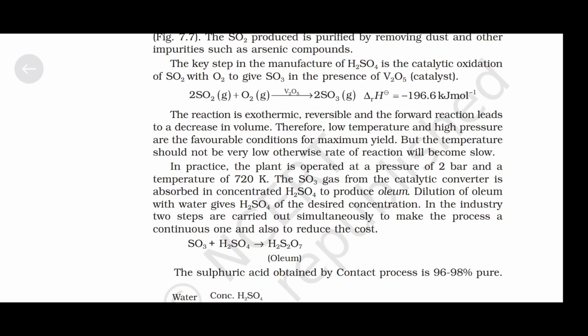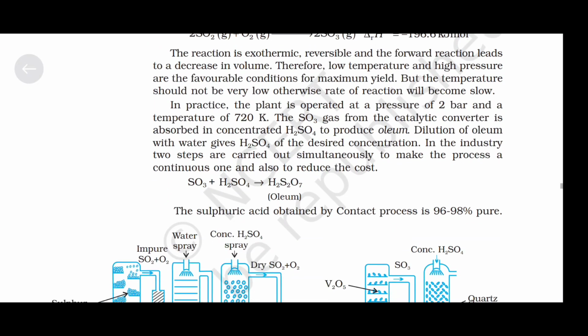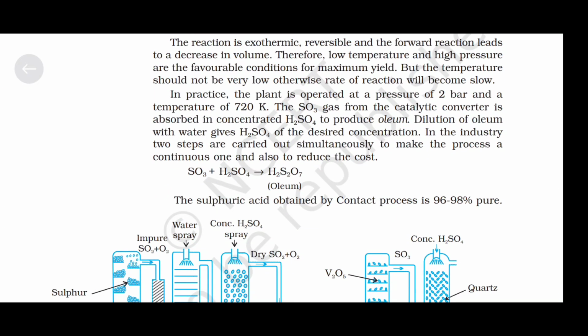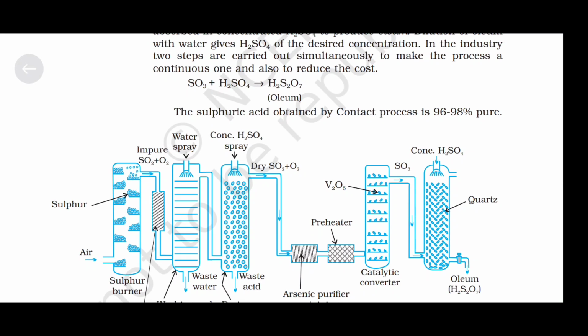The SO3 gas from the catalytic converter is absorbed in concentrated H2SO4 to produce oleum. Dilution of oleum with water gives H2SO4 of the desired concentration. In the industry, two steps are carried out simultaneously to make the process a continuous one and also to reduce the cost. SO3 plus sulfuric acid will give oleum, H2S2O7. The sulfuric acid obtained by contact process is 96 to 98% pure.